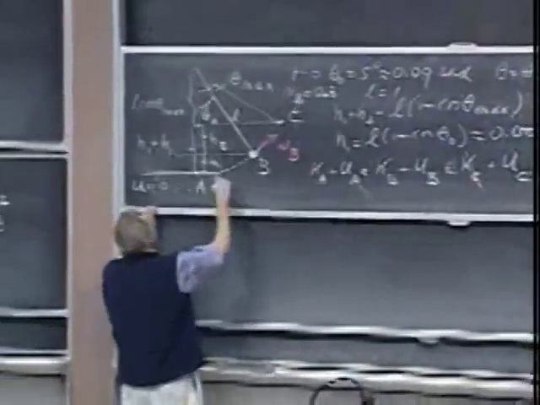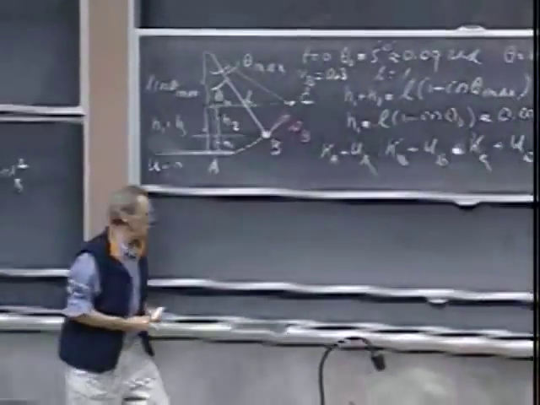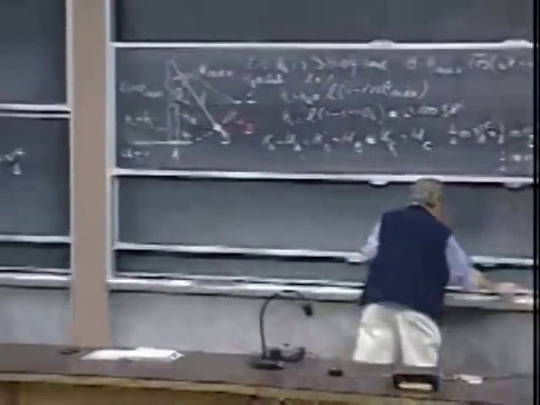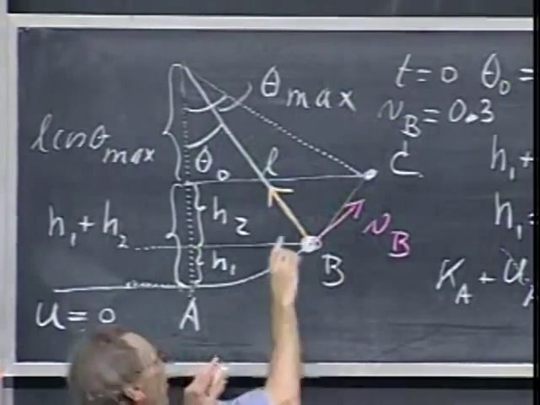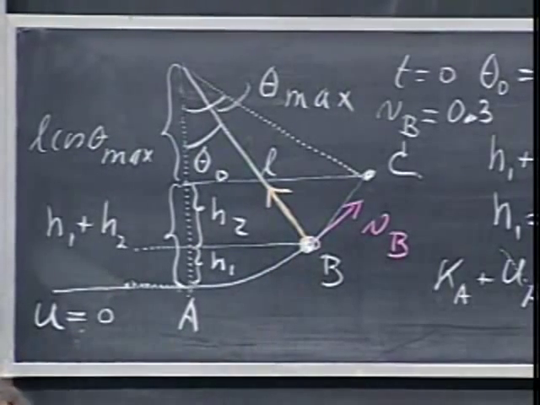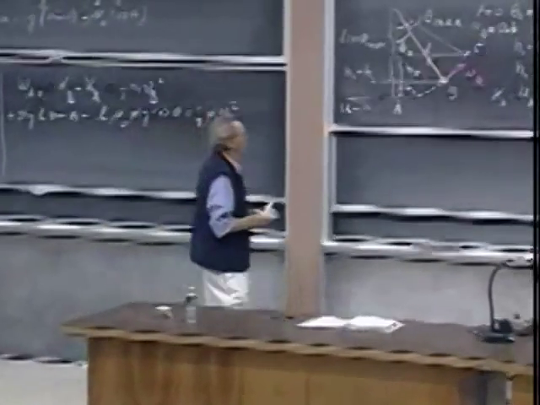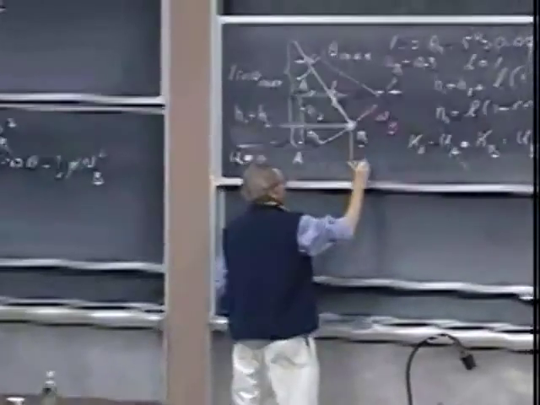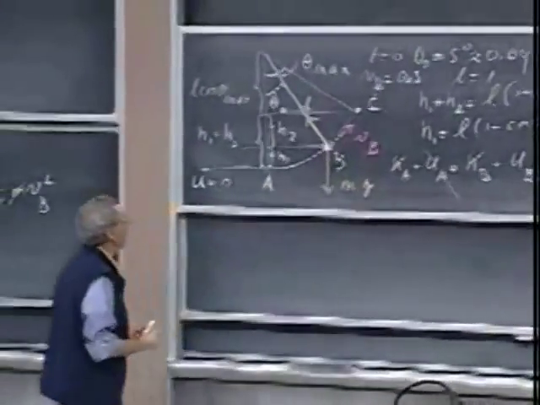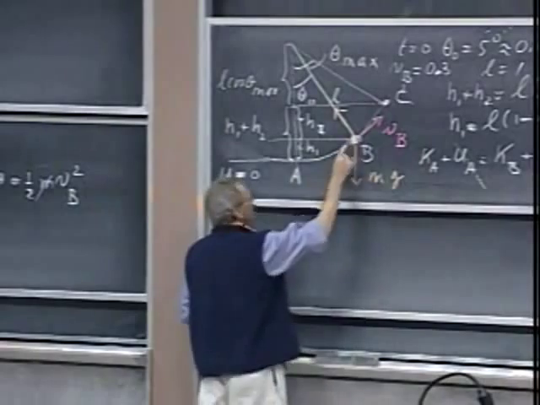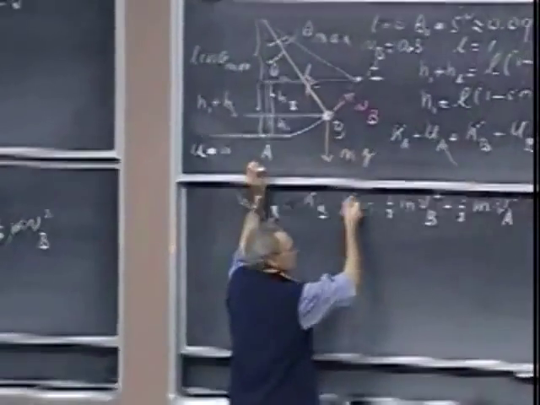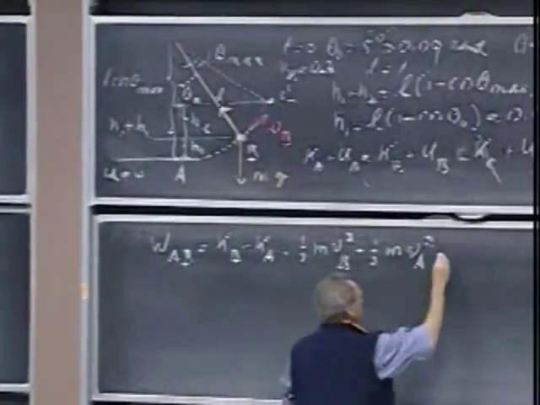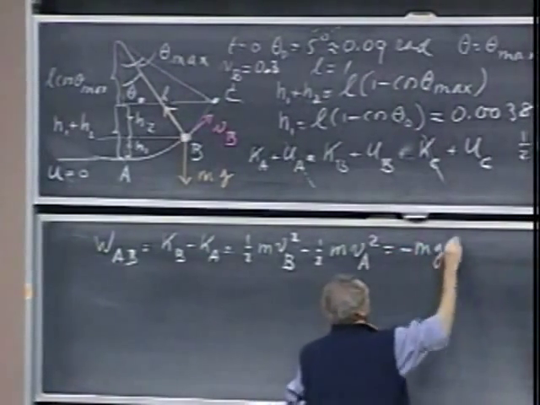And how much work was done by gravity in going from A to B? Because gravity is the only force that does work. The tension is not doing any work, because the tension, which is in this direction, is always perpendicular to the direction of motion. And work is a dot product between force and the direction of motion, perpendicular to each other. So that's 0. So it's only mg that matters, the gravitational force. Well, when it goes from A to B, the work done by gravity is minus mgh1. Object goes up, it does negative work, equals minus mgh1.